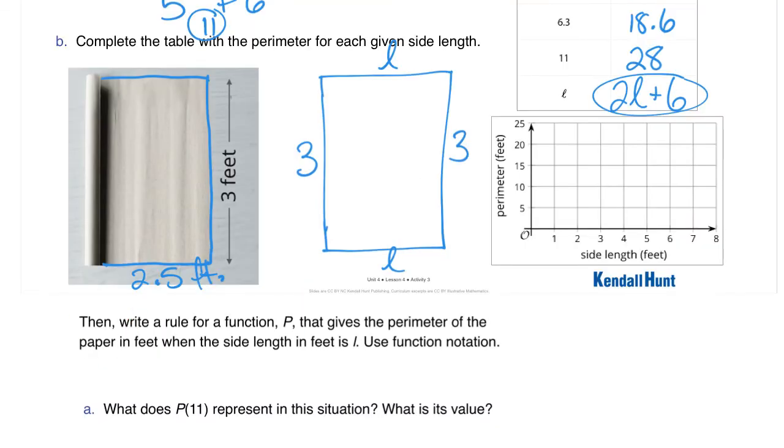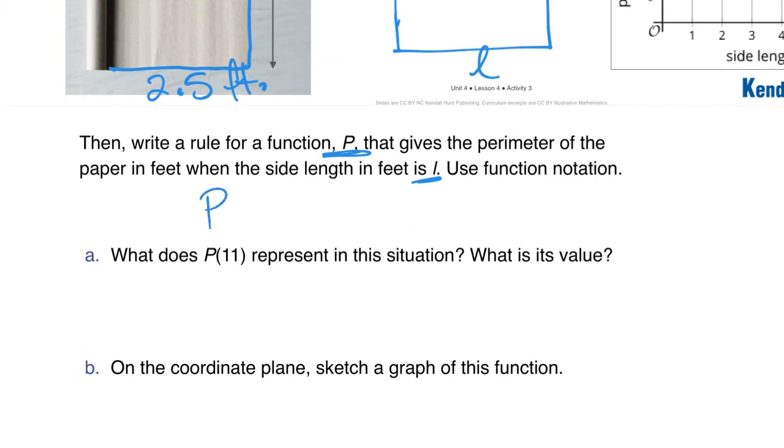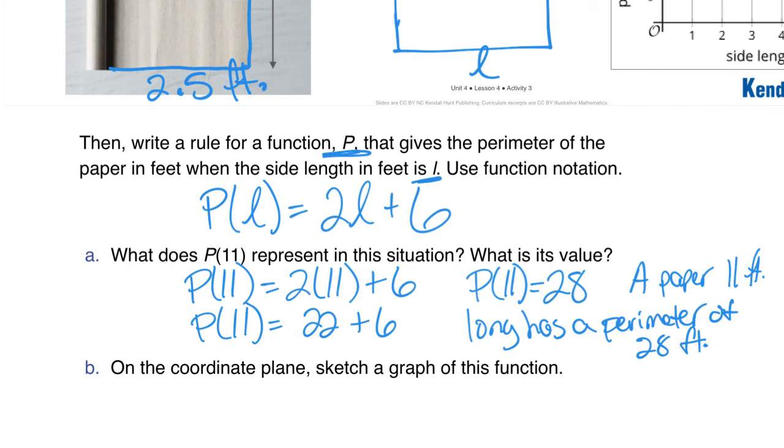Writing our rule for the function right here, we're going to name it P, and it's going to give the perimeter of the paper when the side length in feet is L. And so I'm going to refer back to that rule we just created right here. And we are going to make this function P of L equals 2L plus 6. P of 11 means that I'm going to be plugging 11 in for the length of the paper. And when I evaluate that, I get P of 11 equals 28. And that means a paper 11 feet long has a perimeter of 28 feet.